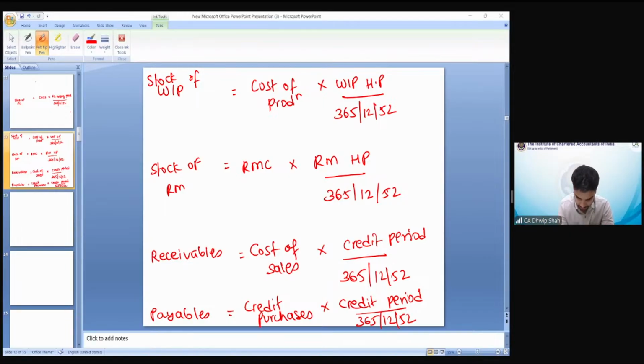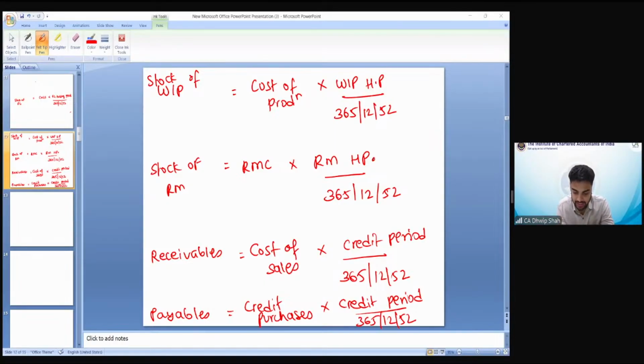Followed. Raw materials are expected to remain in store for an average of 2 months before issue to production. This statement is nothing but raw material holding period. Means for how much time I am holding raw material in my stores. Are you getting this? So this 2 months is nothing but this raw material holding period. Followed.